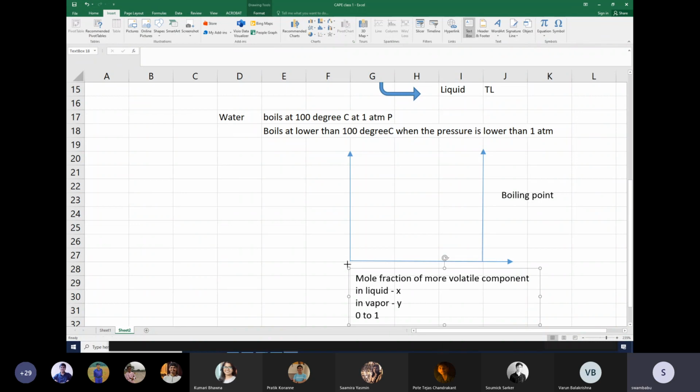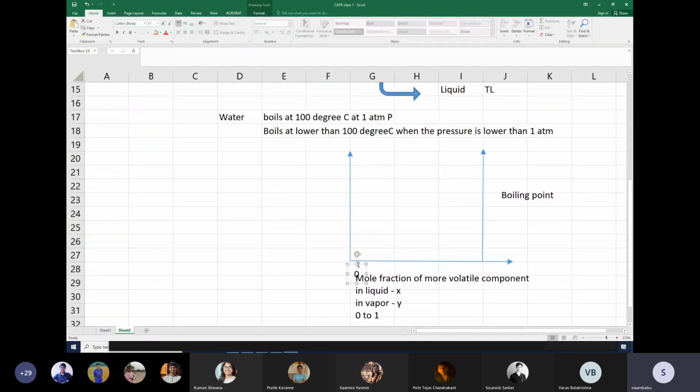So this is 0. This is 0, where since we are taking the mole fraction of the more volatile component, if A is the more volatile component, A is 0 and B is 1. And here, this is 1. That means purely the more volatile component is there.